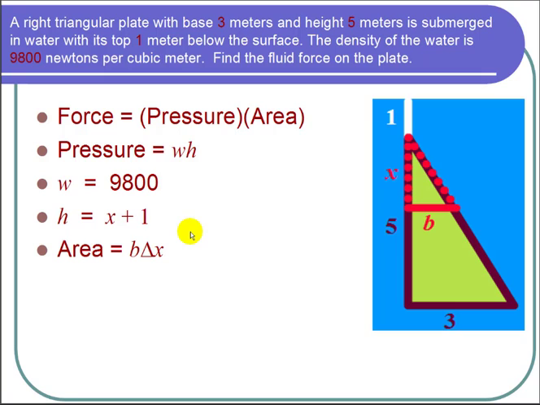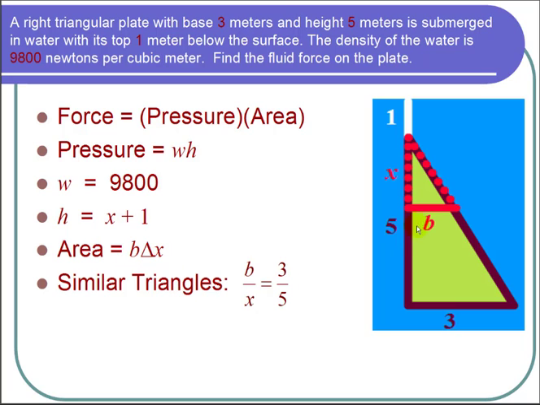Okay, next we find our area. Now, this is not the area of the triangle. This is the area of this small cross-section. And we can think of this cross-section as being a very, very thin rectangle with height delta x and base b. So the area of the rectangular cross-section is b times delta x.